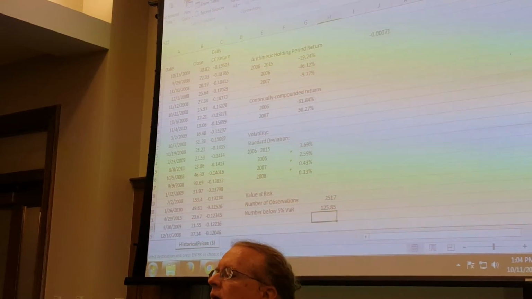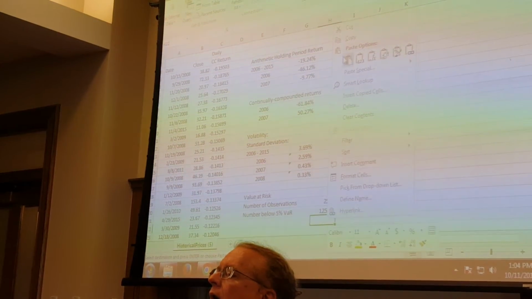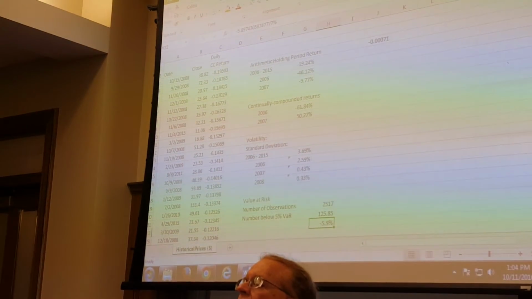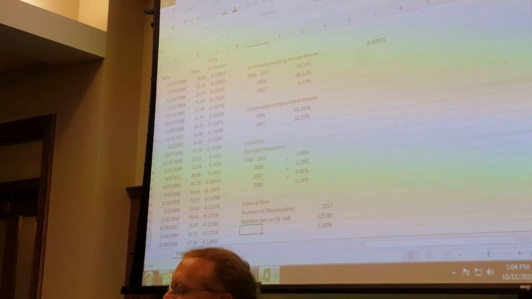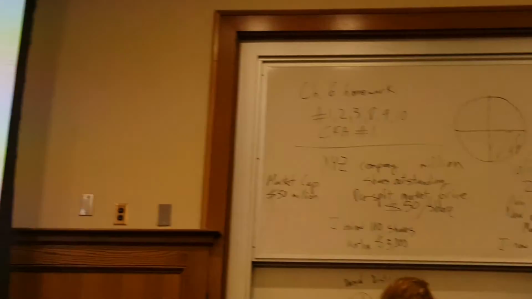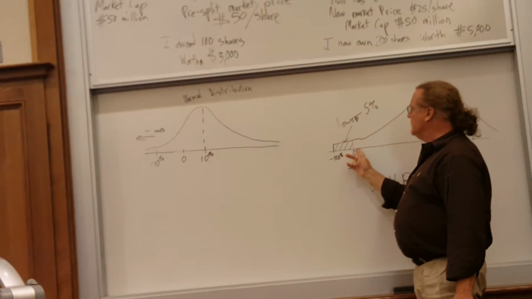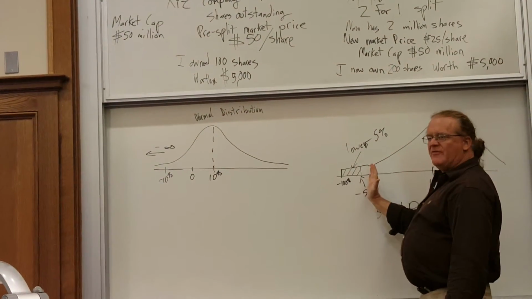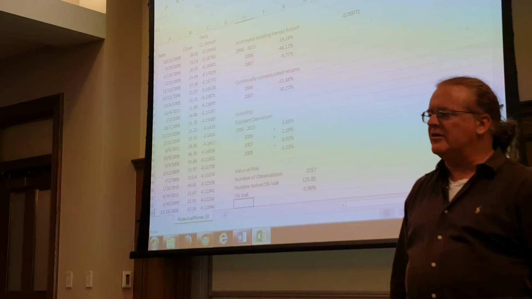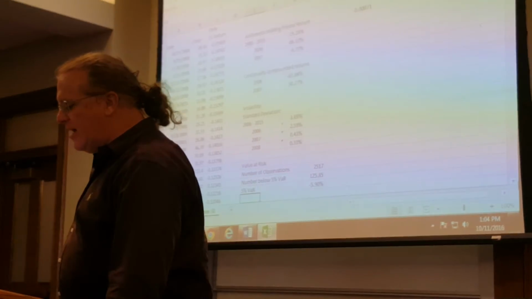Put that right here. I'm going to change the format to percentage with 2 decimals. So this will be the 5% value at risk. That's basically this number right here, but not 50%, it's 5-point-something%. And that shows you, you've got 5% of the observations are worse than that negative 5.90. That's what value at risk is. And now we can do the 1% value at risk.